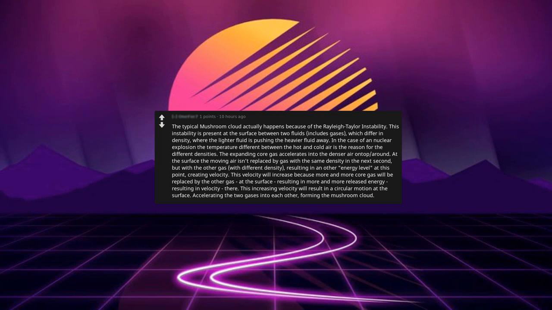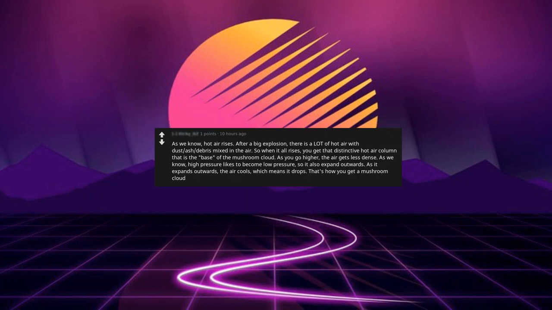At the surface, the moving air isn't replaced by gas with the same density in the next second, but with the other gas, with different density, resulting in another energy level at this point, creating velocity. This velocity will increase because more and more core gas will be replaced by the other gas, at the surface, resulting in more and more released energy, resulting in velocity there. This increasing velocity will result in a circular motion at the surface, accelerating the two gases into each other, forming the mushroom cloud.